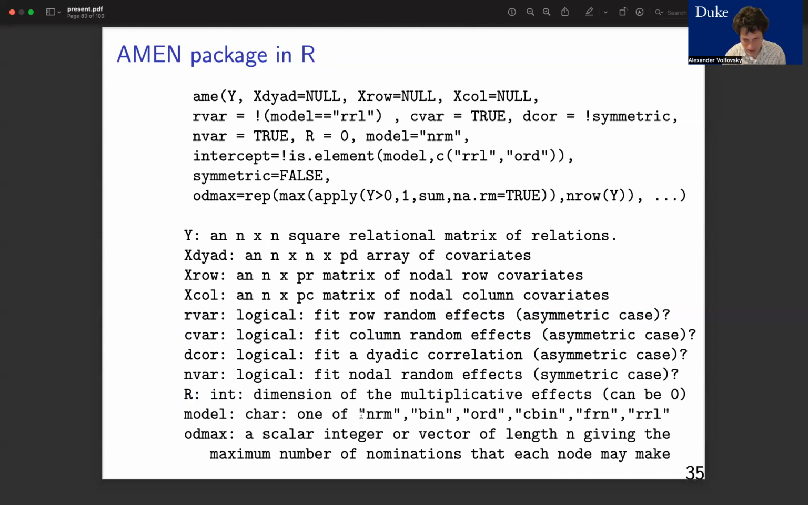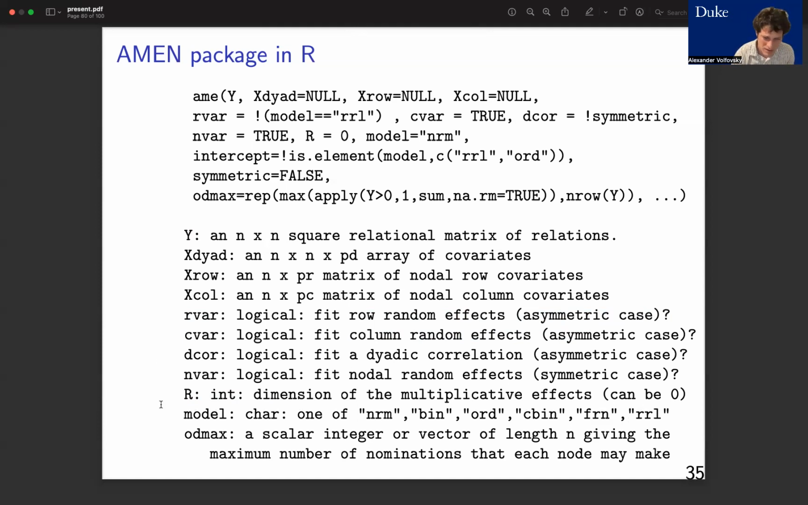We're not going to delve into the different types of models that are available, but there's one for continuous data, binary, ordinal, and then you have censored binary, fixed rank nomination, which is the model that we introduced to deal with the fact that data like AddHealth are not fully observed. And then this is another rank likelihood. And odmax is a parameter necessary for these not fully observed data.